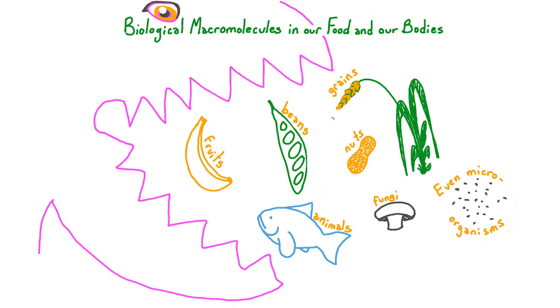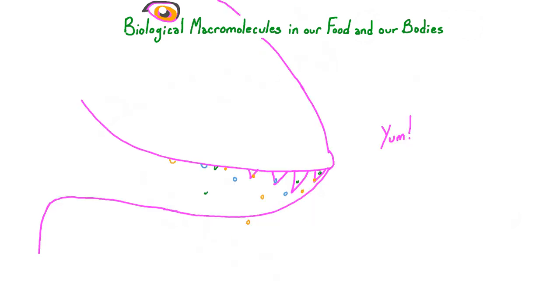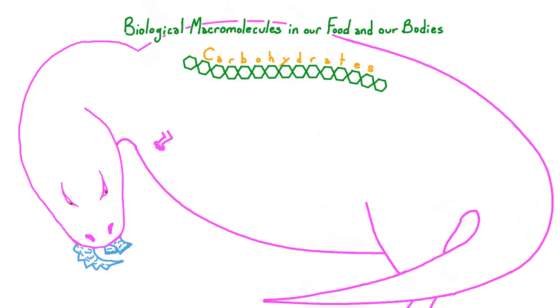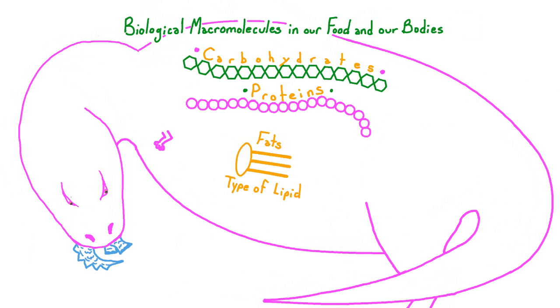When food is consumed, large molecules within it are broken down, and the resulting smaller molecules can be used in our bodies. The types of large molecules that we're going to focus on include complex carbohydrates, proteins, and fats, which are a type of lipid. These types of molecules are 3 of the biological macromolecules that all organisms use in their bodies. And they are also polymers.